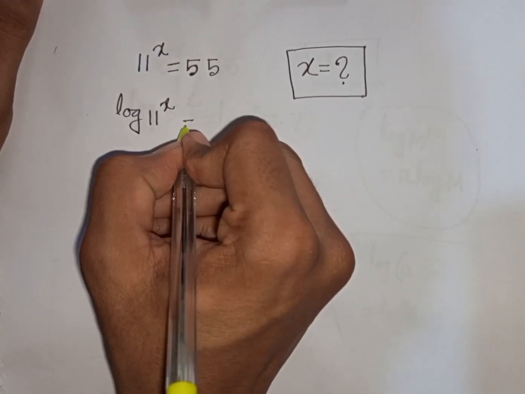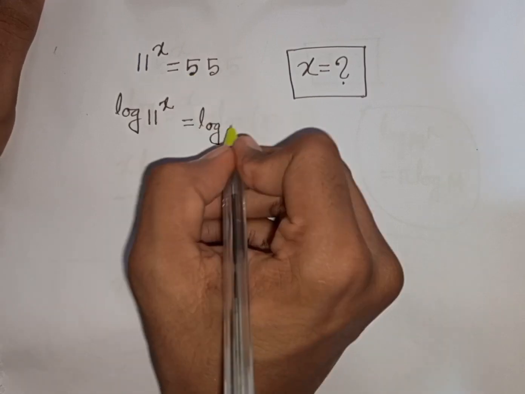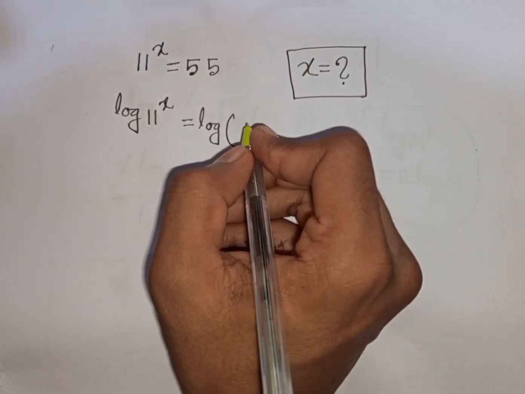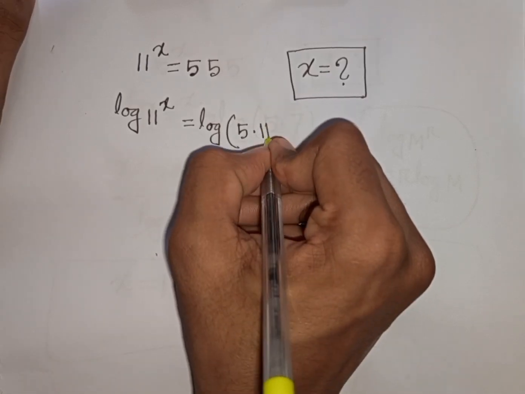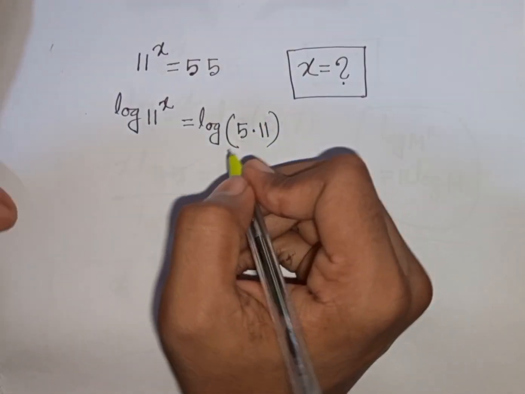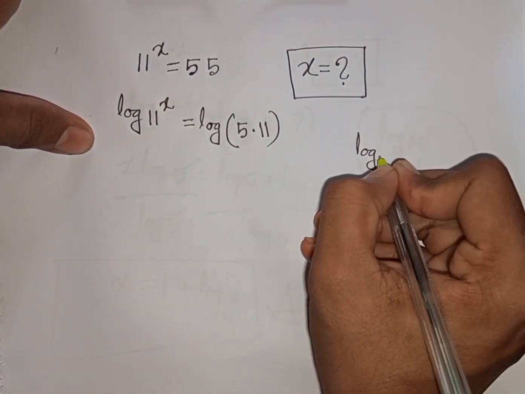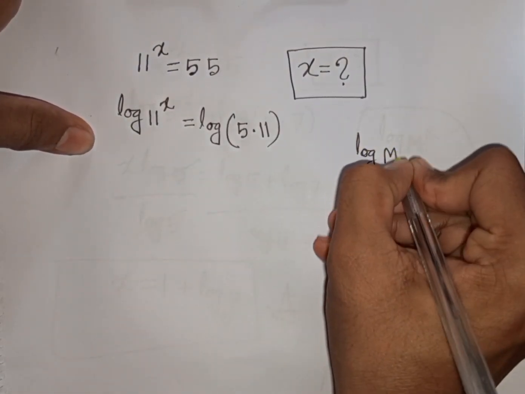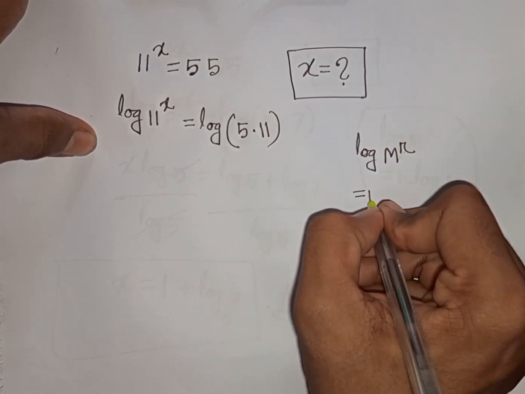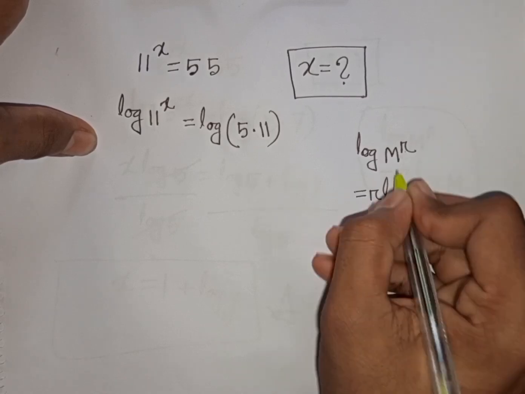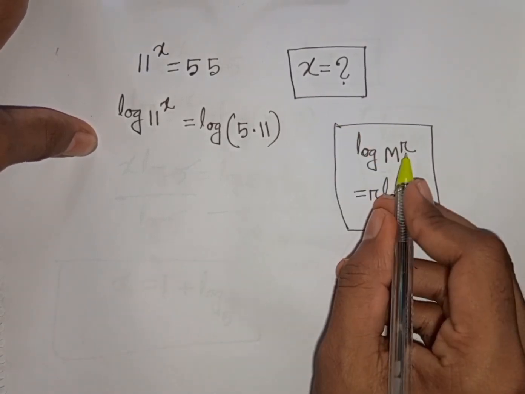is equal to log of 55, which can be written as 5 times 11. Now here we can apply the rule that log m power r is equal to r log m. That means this power will move to the base.